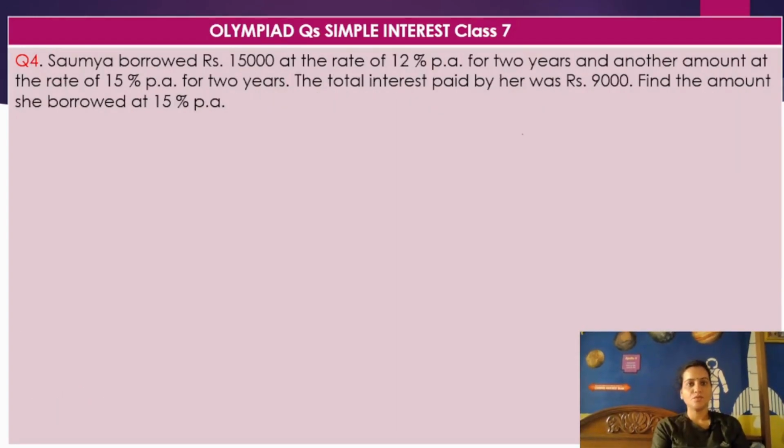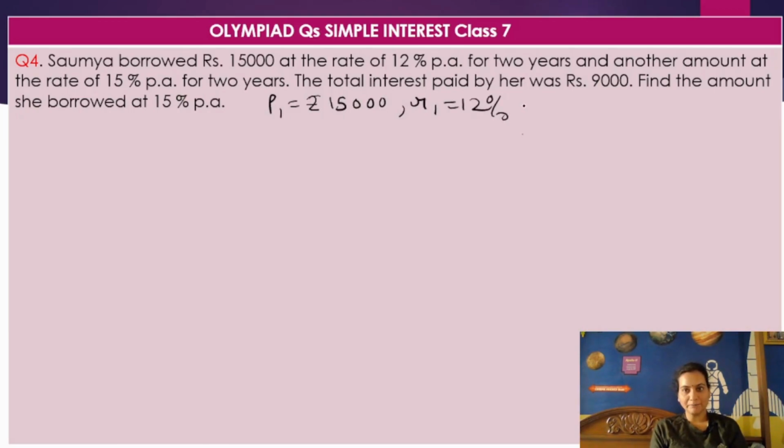This question number 4 says: Soumya borrowed rupees 15,000 at the rate of 12% per annum for 2 years and another amount at the rate of 15% per annum for 2 years. The total interest paid by her was rupees 9,000. Find the amount she borrowed at 15% per annum. Okay. So Soumya has borrowed, first principal amount, rupees 15,000 at the rate of 12% per annum for the time period 2 years.